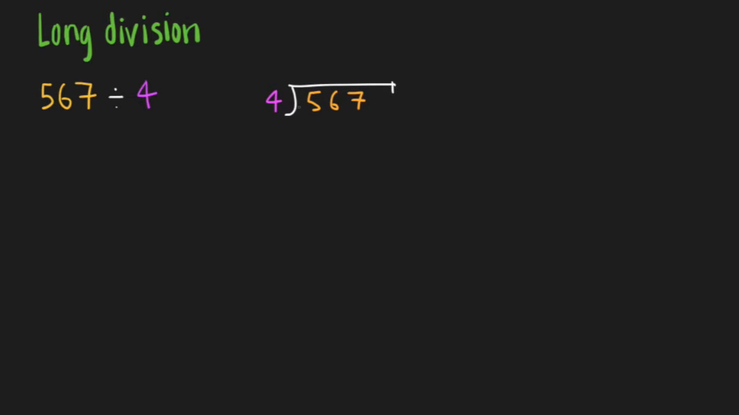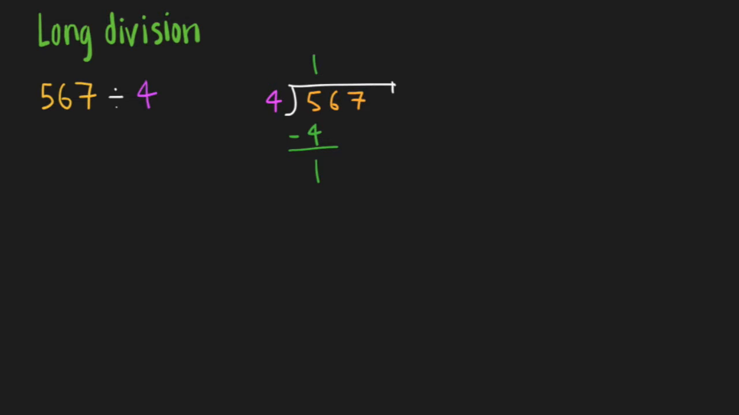So we start off with the first digit here. So that's 5. How many times does 4 go into 5? Well, it goes into 5 once. So we write a 1 up top. Okay? 1 times 4 is 4. So we take away 4 from 5. What does that give us? It gives us 1. Okay?